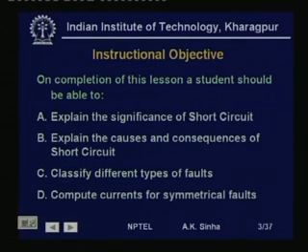On completion of this lesson, you should be able to explain the significance of short circuit. You should also be able to explain the causes and consequences of short circuit. You should be able to classify different types of faults, and you should be able to compute currents for symmetrical faults.